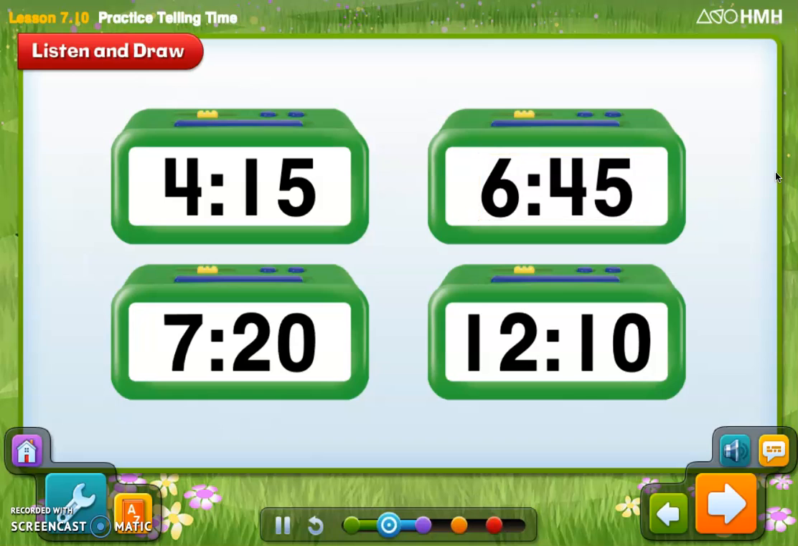This clock shows the time Ivy reads a book, 6:45. Rowan eats breakfast at 7:20. Which clock shows the time Rowan eats breakfast? This clock shows when Rowan eats breakfast, 7:20.